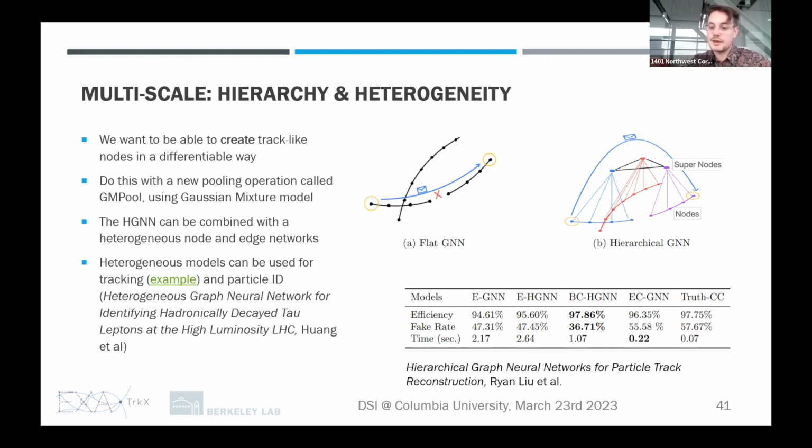So you can see that our tracking efficiency is higher and our fake rate is lower. And in fact, it's actually a little bit faster than the previous model that we were using, which just had hit-level information. We can also include different types of data in these heterogeneous node types, and there are a couple of examples there as well.